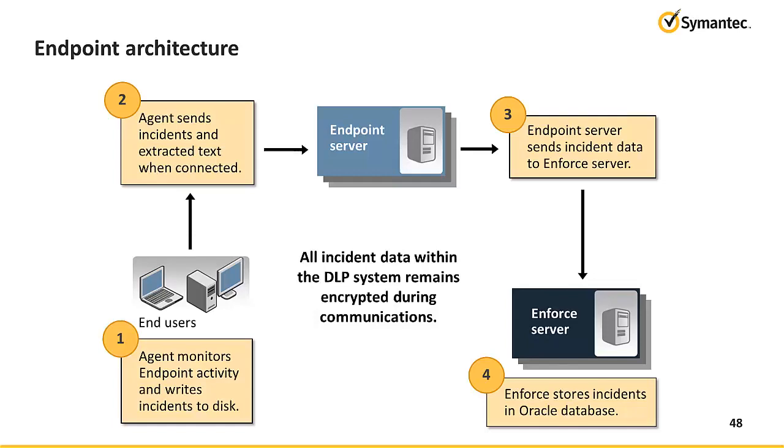When a connection is available, the agent sends incident data and extracted text from detected files to the endpoint server for additional detection if needed. The endpoint server sends all incident data to the Enforce server, and the Enforce server stores incident data, initiates additional response rules, and displays the incident in the user interface.